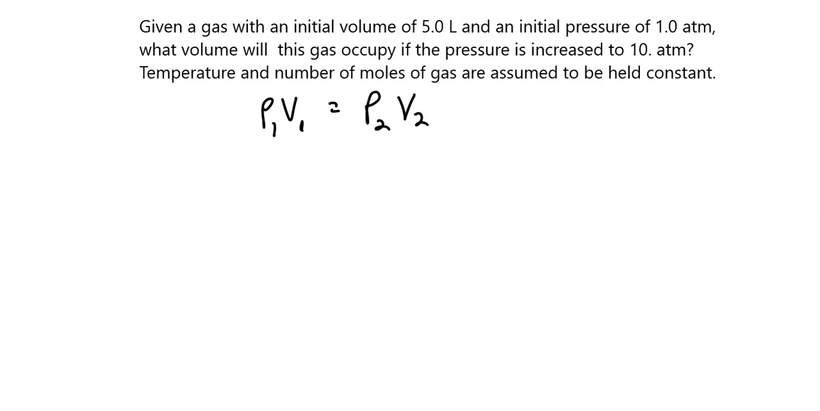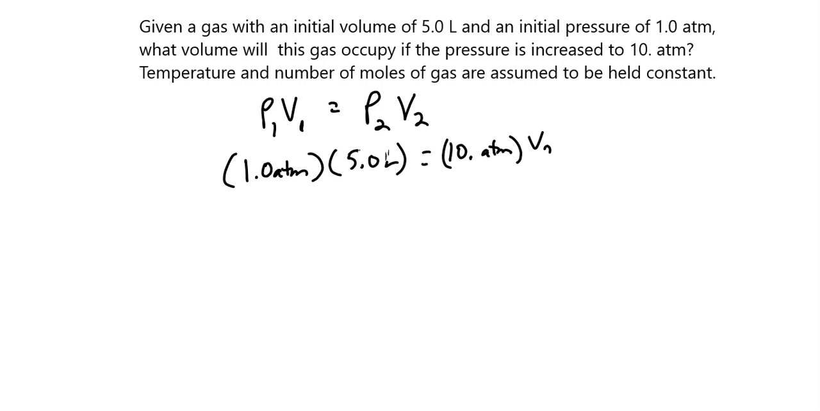So we have an initial pressure of 1.0 atmospheres, and we have an initial volume of 5.0 liters, and that's going to equal our final pressure of 10. atmospheres and a final volume that's unknown. That's our V2. So if we go ahead and calculate the left-hand side, multiply 1.0 atmospheres by 5.0 liters, we get 5.0 liter atmospheres.